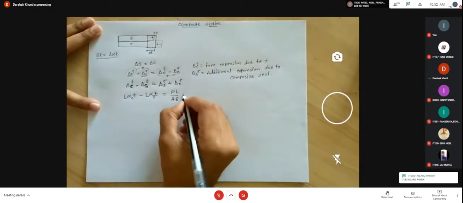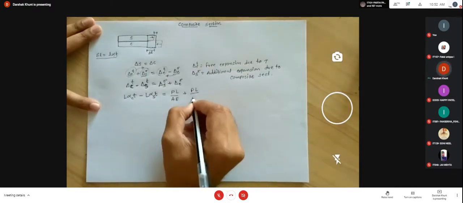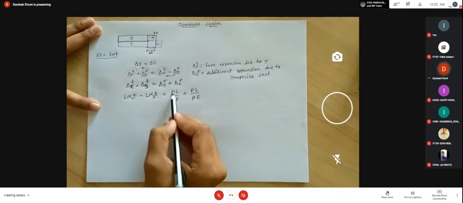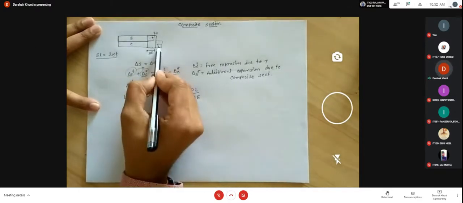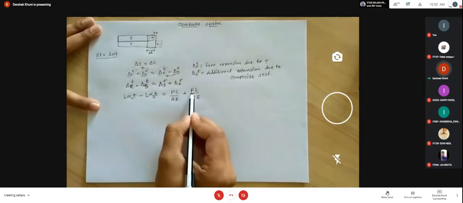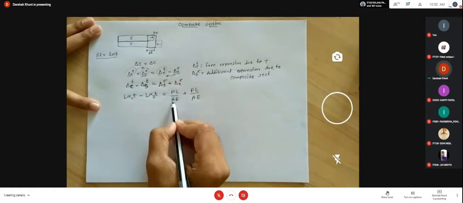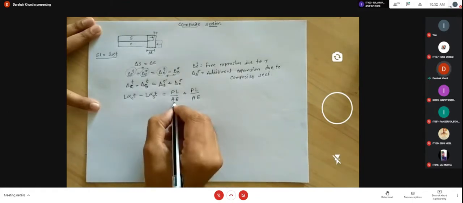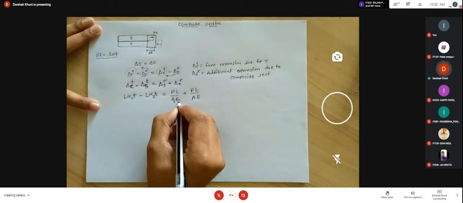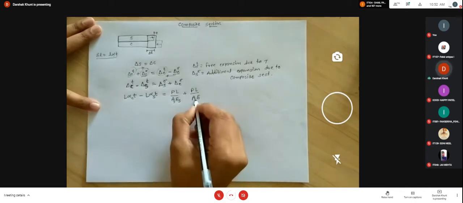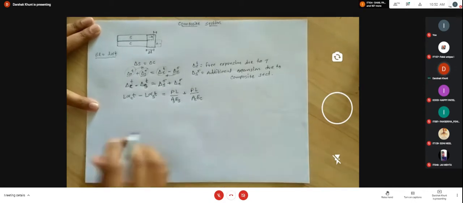Okay, and plus PL by A. Now the force which will apply on each other is the same. So P is the same, the length is also the same, the area may be different. So we say that this is the area of steel and Young modulus for steel, and this is the area of copper and Young modulus of copper.